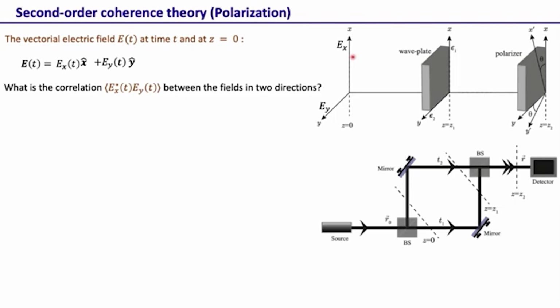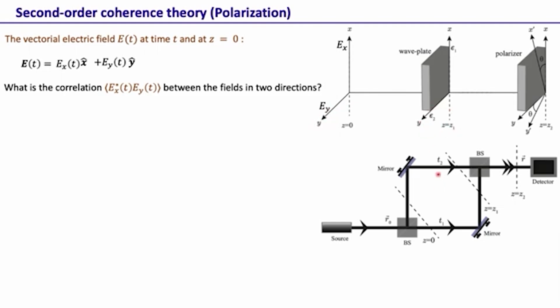So here we start with these two fields Ex, Ey. Now as in the case of time, we introduce a delay T1 through this arm and a delay T2 through this arm. So two different delays. Now an equivalent of that is we put a wave plate. A wave plate is a device that introduces different phase shifts to different polarizations. So for example, for this Ex vertical polarization, it introduces a phase shift epsilon 1, and for Y polarization, it introduces a phase shift epsilon 2.